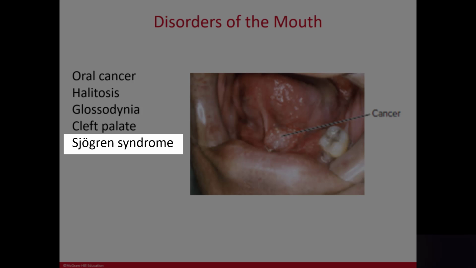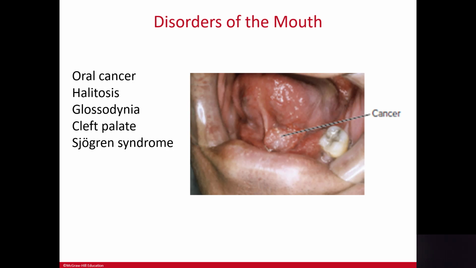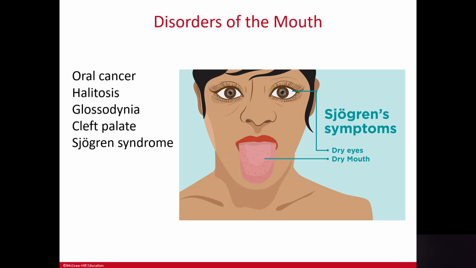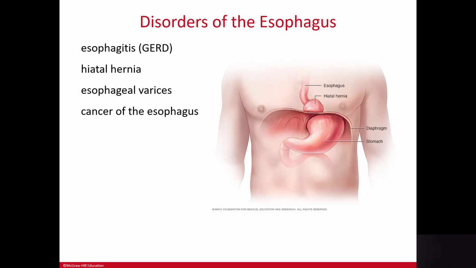Sjogren's syndrome is an autoimmune disease that attacks the glands that produce saliva and tears. So its symptoms include dry eyes, dry mouth. You also have a lot of joint pain. It's thought to attack the synovial joints, so it causes a lot of joint pain and tenderness. The case study in this chapter deals with a patient who has Sjogren's syndrome, and it's treated very similarly to rheumatoid arthritis.